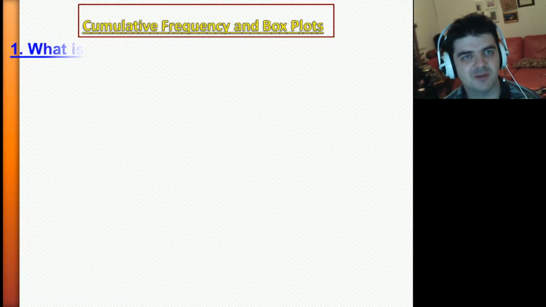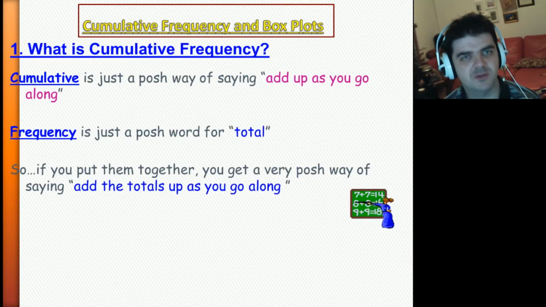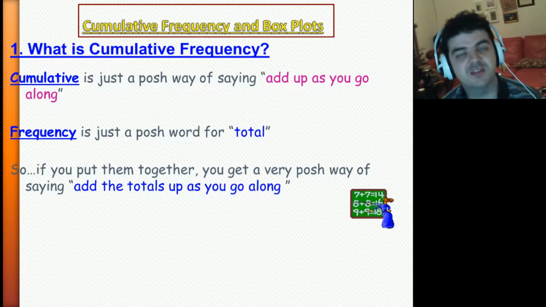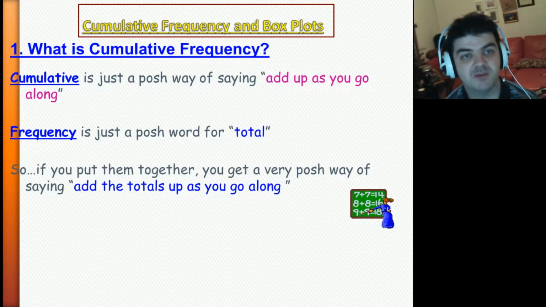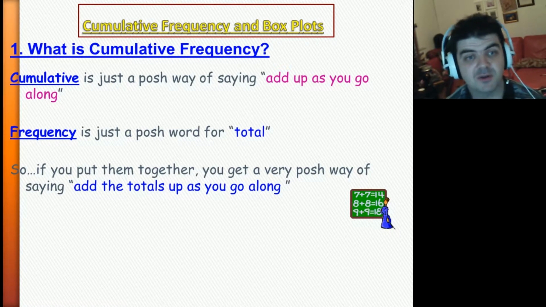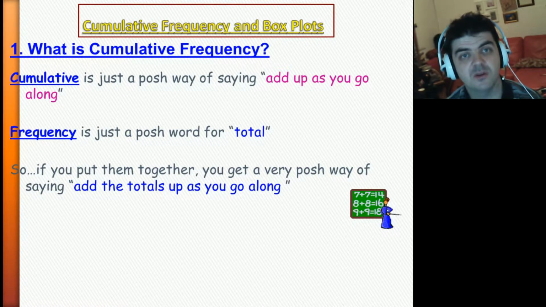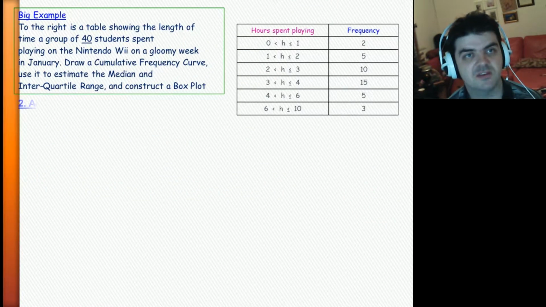So, cumulative frequency and box plots. What is cumulative frequency? Cumulative is just a posh word for add up as you go along, and frequency is just a posh word for total. So if you put the two of them together, you get a very posh way of saying add the totals up as you go along. So let's take an example.